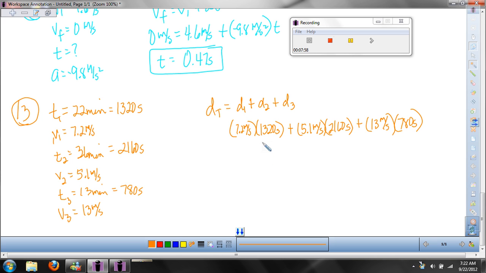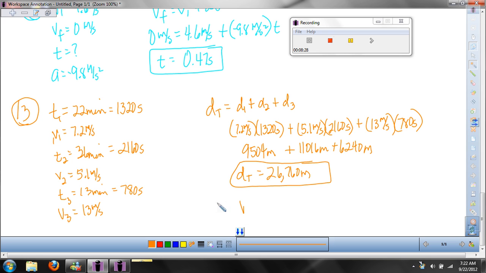So when I did that, I got 9504 here. And then I got 11,016 here. And then I finally got 6240 here. So when I added those all up, I got 26,760 meters. So there's your total distance.